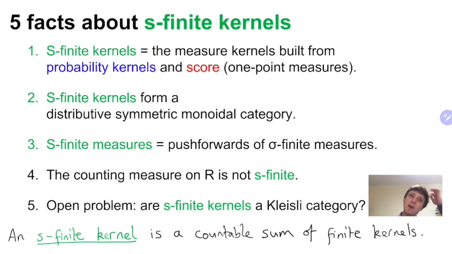And finally, a fifth thing is that there's an open problem about S-finite kernels, and that is, do they form a Kleisli category? So we know that the probability kernels form a Kleisli category for the Giry monad. Do S-finite kernels form a Kleisli category for some monad of measures? We know that every distributive symmetric monoidal category embeds in a Kleisli category, but what we don't know is whether this one is a Kleisli category.